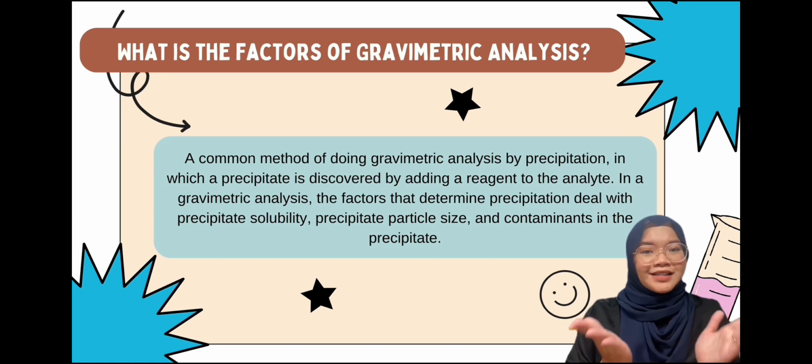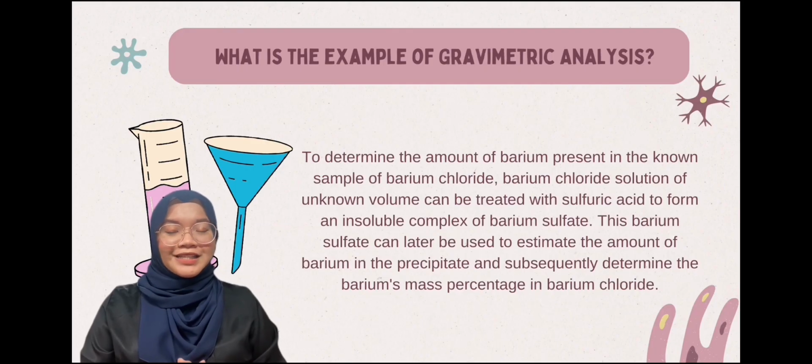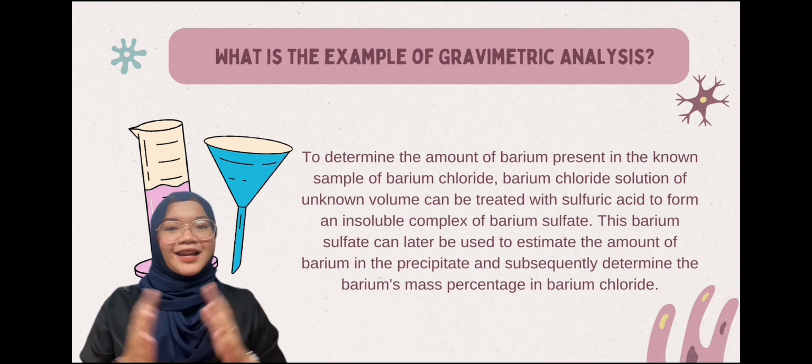Then, what are the factors of gravimetric analysis? A common method of doing gravimetric analysis is by precipitation, in which a precipitate is formed by adding a reagent to the analyte. In a gravimetric analysis, the factors that determine precipitation deal with precipitate solubility, precipitate particle size, and contaminants in the precipitate.